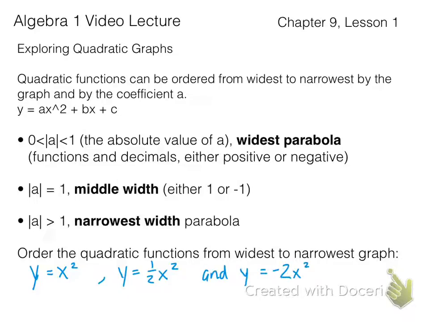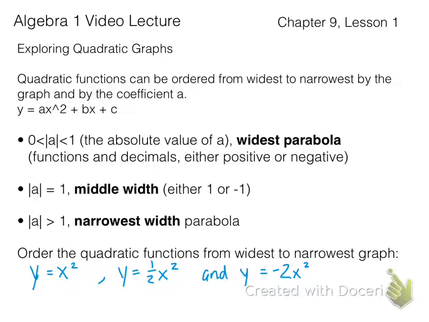Anyway, all right, so continuing to explore. Quadratic functions can be ordered from widest to narrowest, or vice versa, by the graph and by the coefficient of A. So, if the number in front of x squared is A, either positive or negative, because remember, a negative A means it's facing downward, a positive A means it's facing upward, but what the absolute value of A is will determine how wide or narrow the parabola is.